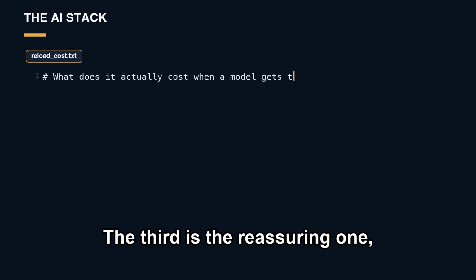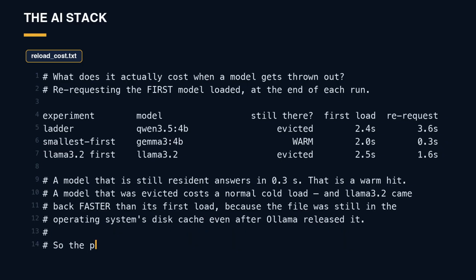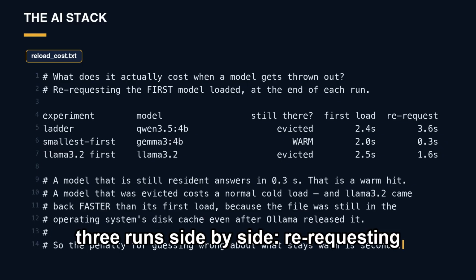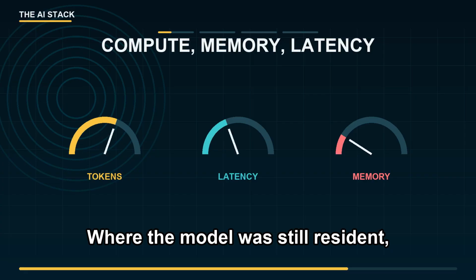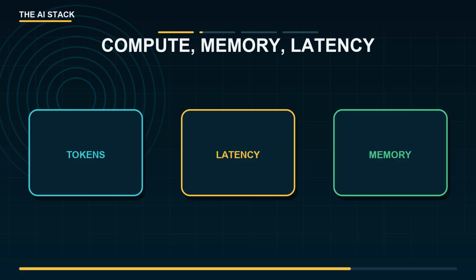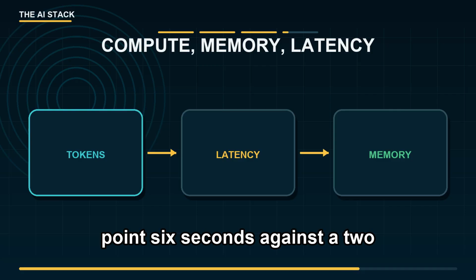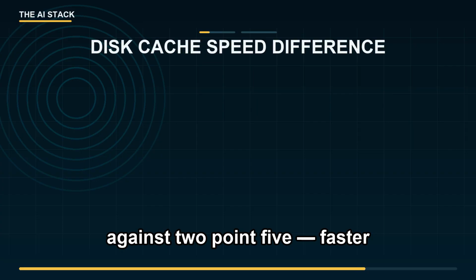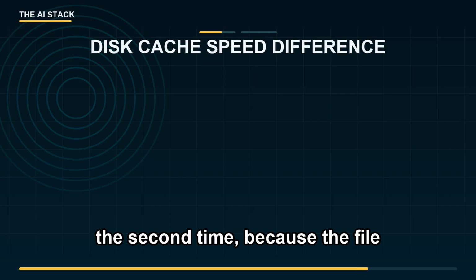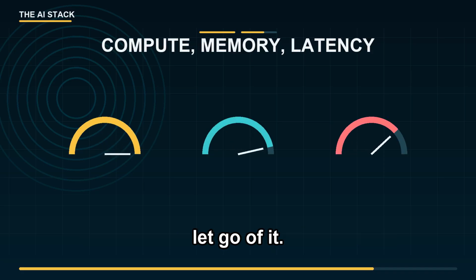The third is the reassuring one, and it is worth ending on because the first 2 sound worse than the situation actually is. That is the end of all 3 runs side by side, re-requesting the first model each one loaded. Where the model was still resident, it answered in 0.3 seconds. That is a warm hit, and it is effectively free. And when a model has been evicted, getting it back costs 3.6 seconds against a 2.4 second first load. For Llama 3.2, 1.6 seconds against 2.5, faster the second time because the file was still in the operating system's disk cache, even though Ollama had let go of it.